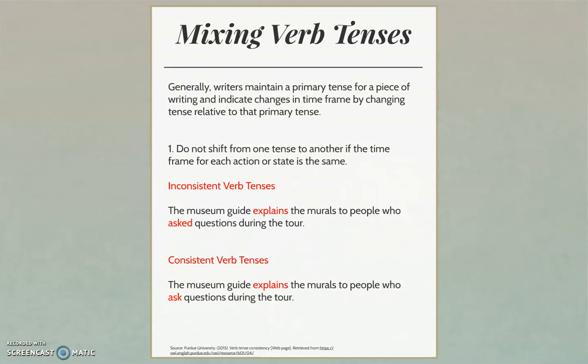Unnecessary or inconsistent shifts in tense can cause confusion. Generally, writers maintain a primary tense for a piece of writing and indicate changes in time frame by changing tense relative to that primary tense. Here are some general guidelines for employing verb tenses consistently and clearly.